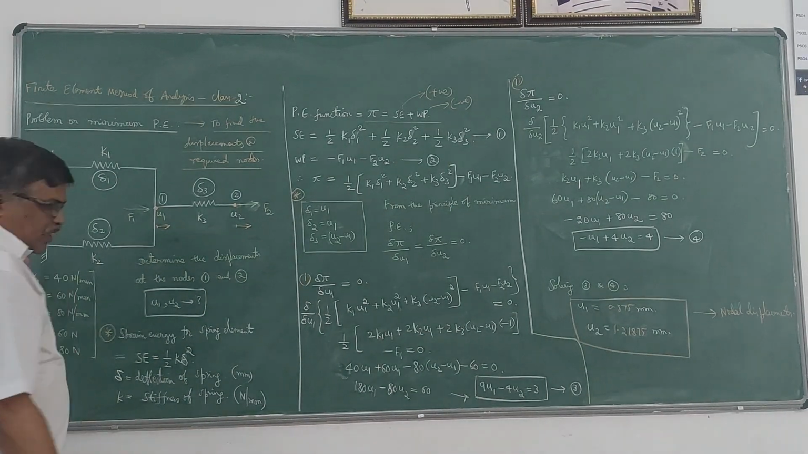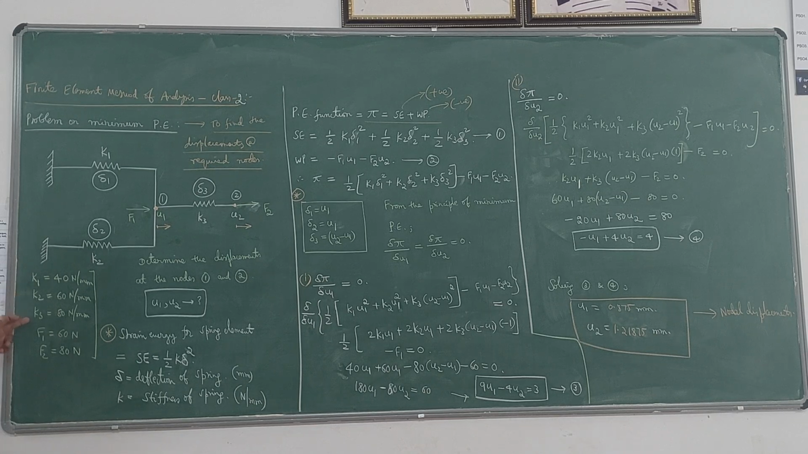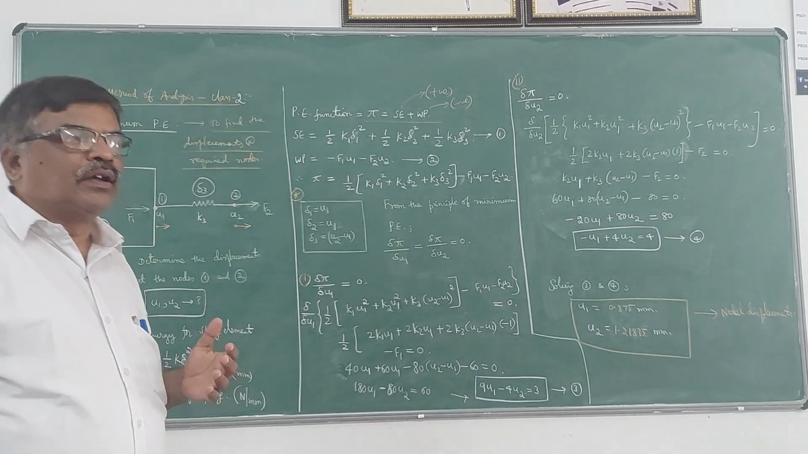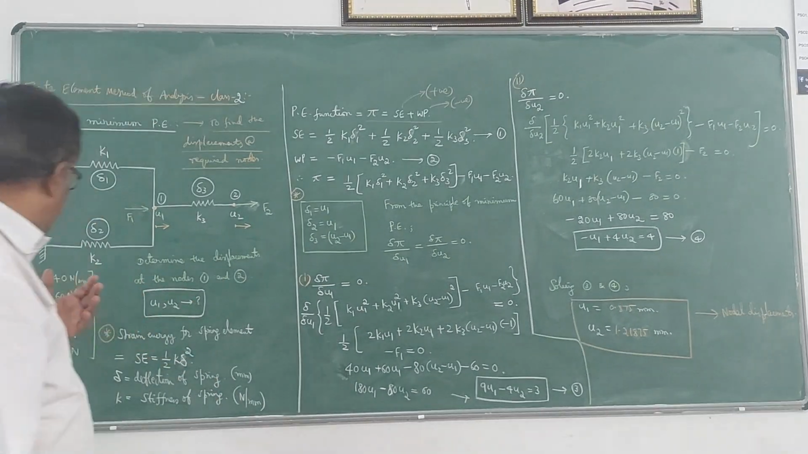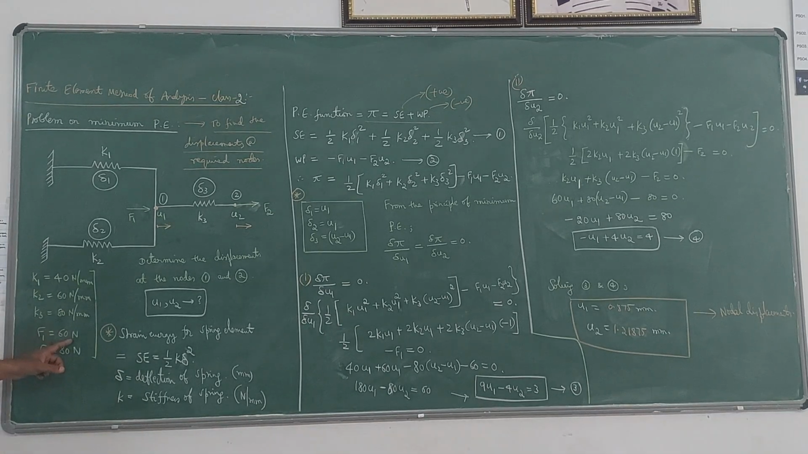Now the constants are given like this. Stiffness coefficients of the three springs K1, K2, K3 are expressed in Newton per mm. For the first one it is 40, second one is 60, third one is 80. So actually stiffness coefficient is a measure of the force that is required to cause unit displacement. And the external forces given are 60 Newton for F1, and F2 value is 80 Newton.